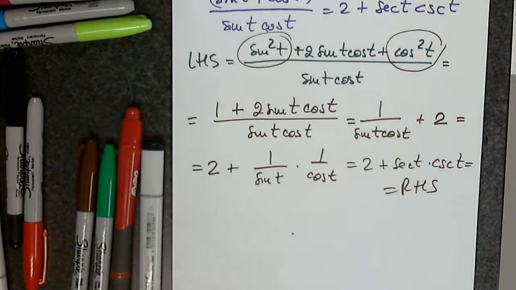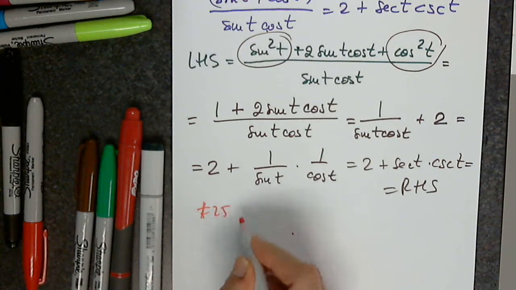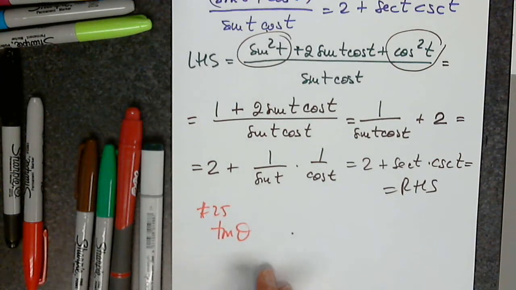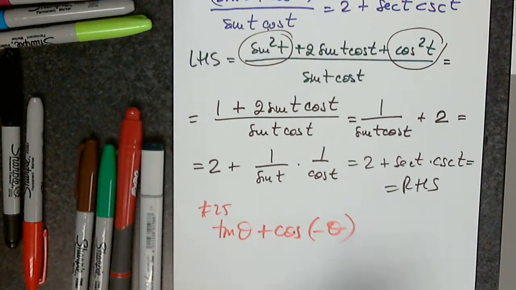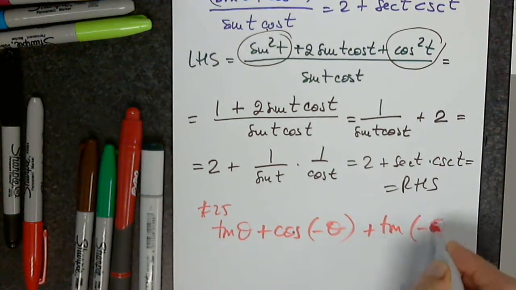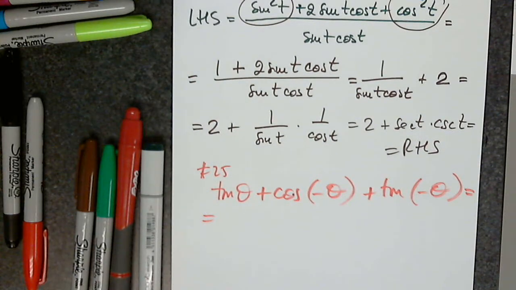I got one. Yes? So for simplifying the expression, the number is 25. Which section? This was still 7. Okay, 25. So tangent theta plus cosine of negative theta plus tangent of negative theta. So I ended up with the right answer, but I just want to make sure. Very good.